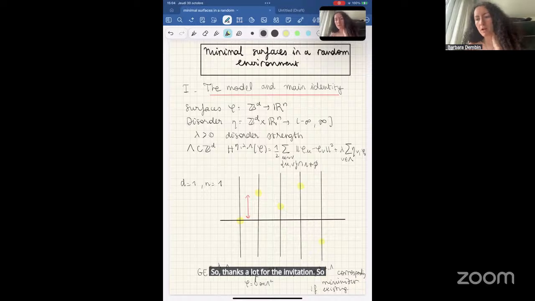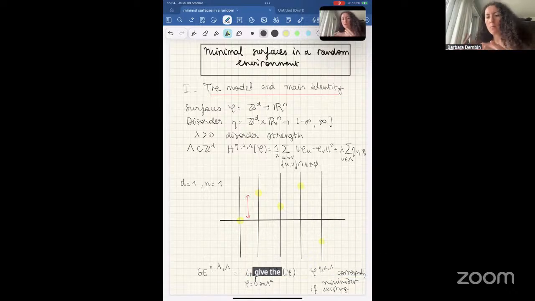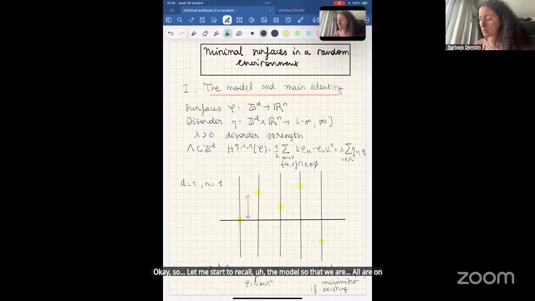So in my talk, I will really focus on the last model Ron presented, that is a harmonic minimal surface. I will recall the model and focus more on the proofs, to give the main statement and give proof ideas, so that I hope to convey why this model is more amenable to analysis. Okay, so let me start to recall the model so that we are all on the same page.